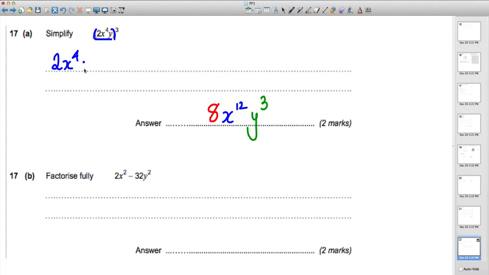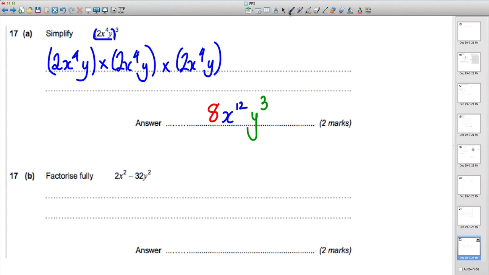2x⁴y gets multiplied by 2x⁴y gets multiplied by 2x⁴y, right? Now, you can do the numbers times each other. 2 times 2 times 2 is 8. x to the 4 times x to the 4. There are 4 x's times 4 x's is x to the 8, times another 4 x's is x to the 12. And then we've got y times y times y is y cubed, hence that.